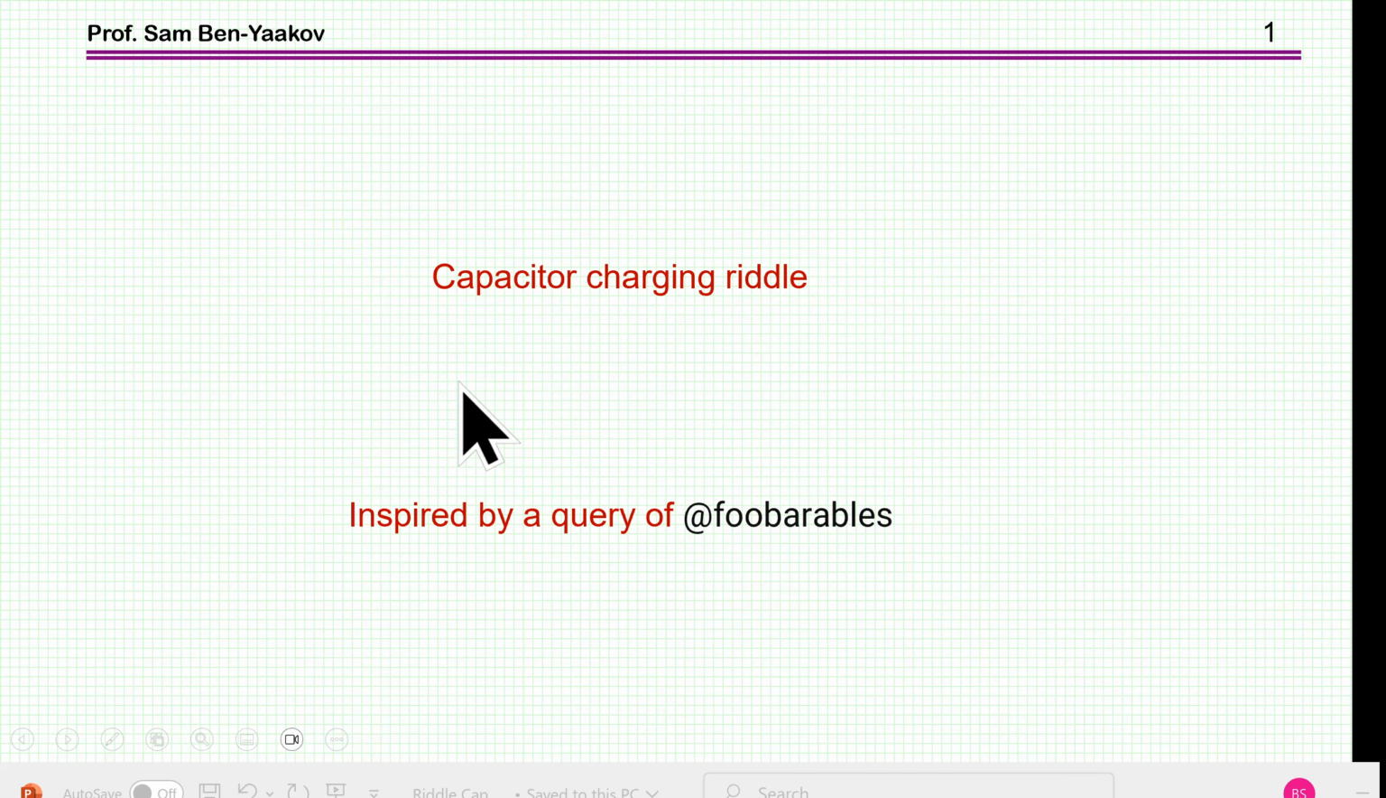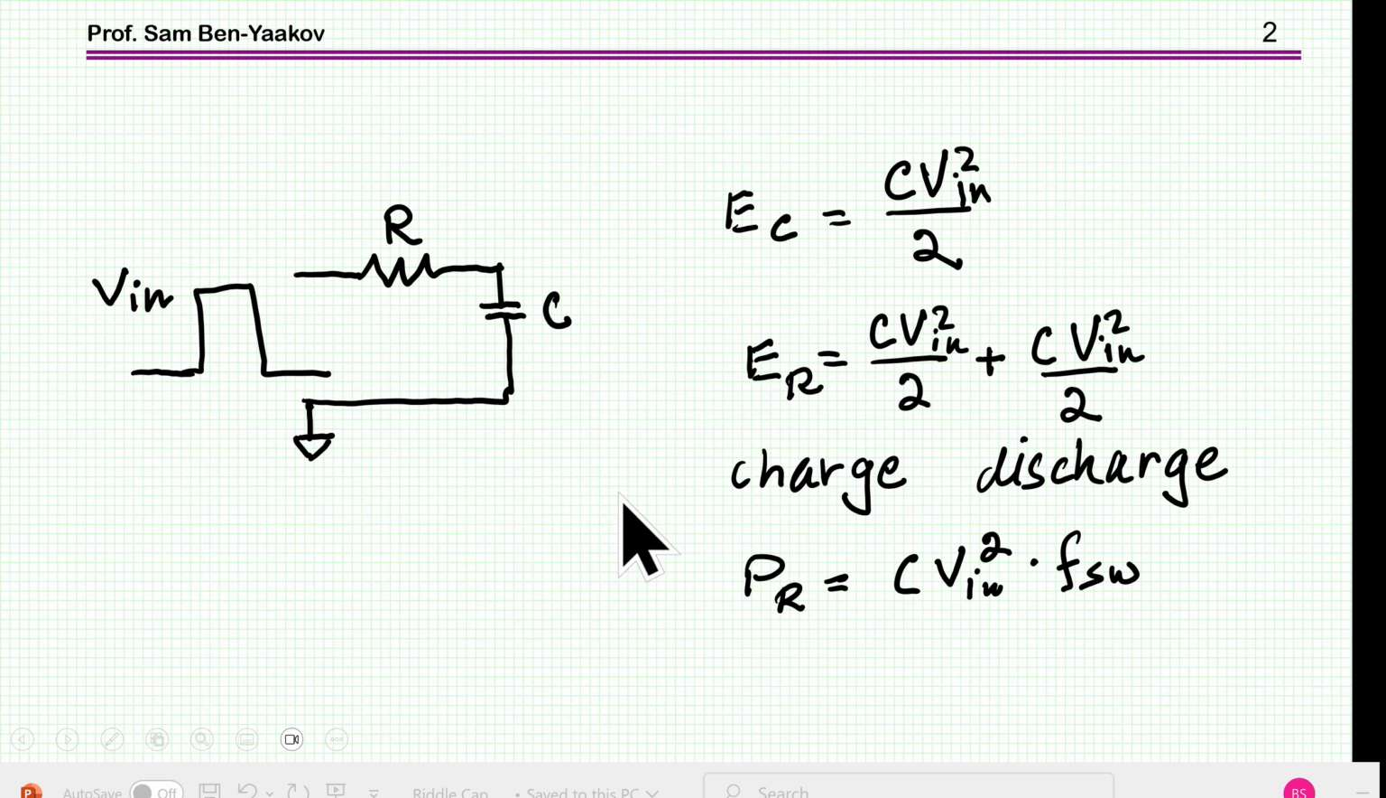Hi, I'm Ben-Yaakov. This is a riddle about capacitor charging. It was motivated by a question I got from a YouTube user. We're talking about charging a capacitor, and I'm showing here a sequence of charging and discharging of a capacitor through a resistor to a voltage of V in.